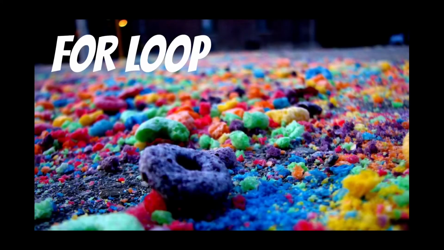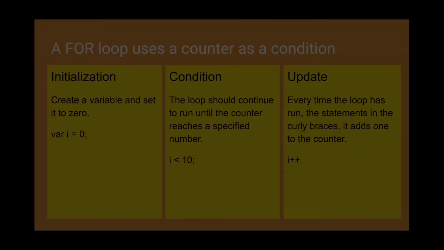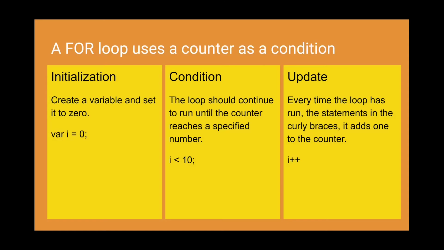So let's talk about the for loop. In the for loop, there are 3 parts. We have initialization, we have a condition, and we update. In initialization, we always set something to 0. And then the condition, or how long should I run? And then finally we update it, because every time the loop runs, we add 1 to the counter.